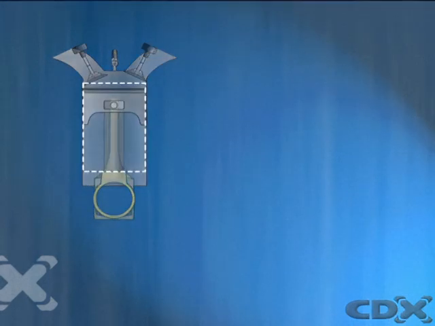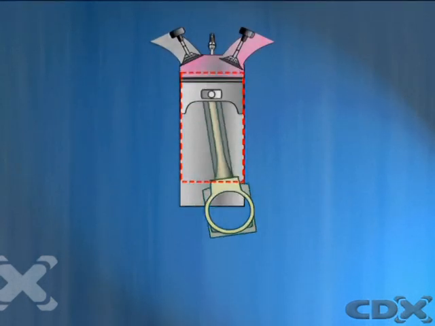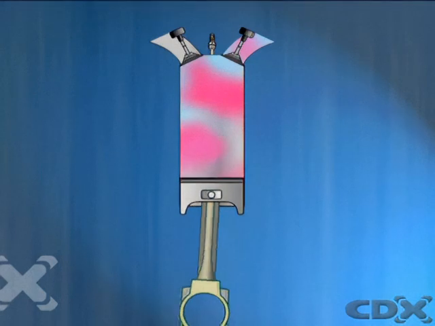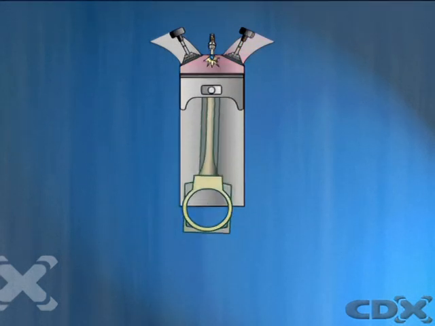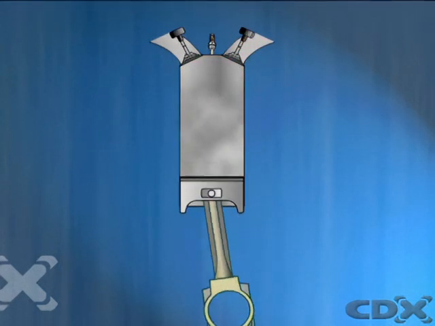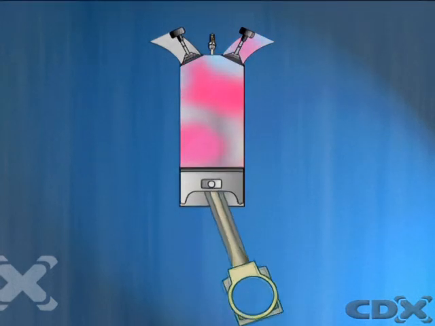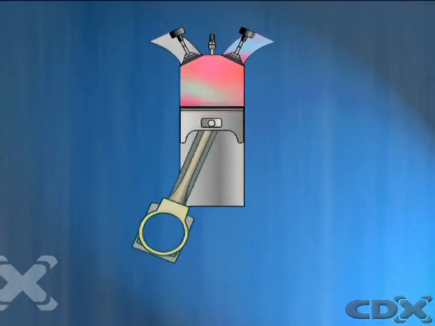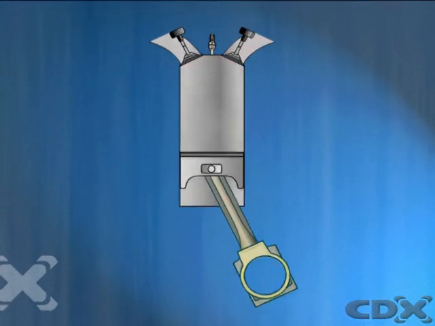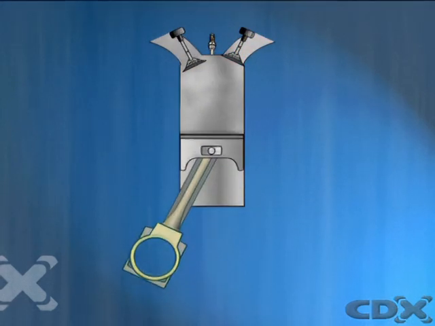There's a limit to how high the compression ratio can be, because raising it too much results in premature detonation without ignition. The Miller cycle and the Atkinson cycle overcome this by using valve timing variations to make the effective compression and expansion strokes asymmetrical.